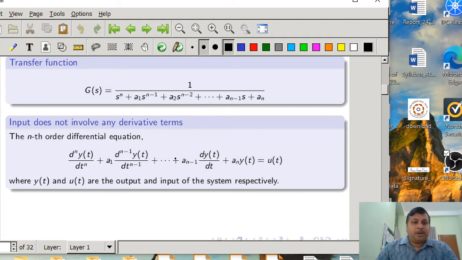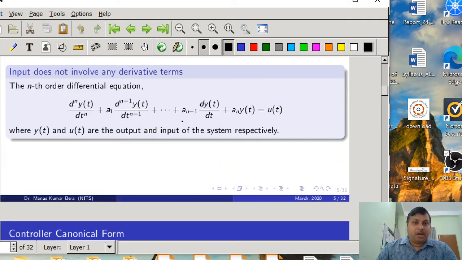Now a1, a2, an minus 1 and an are constants, and most importantly you can see that this input term does not involve any derivative terms, so it is only u(t). No u dot or u double dot terms are there. So if this kind of system is to be modeled using state space in the controller canonical form, how are we going to do that?